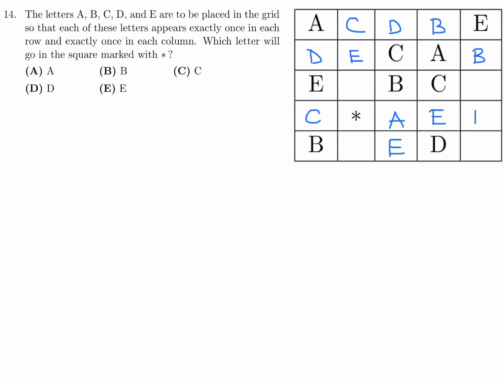B cannot go here because there's a B up there, so that must mean that B is here, and therefore D is there. So finally, the asterisk is B, and therefore that means 14 is B.